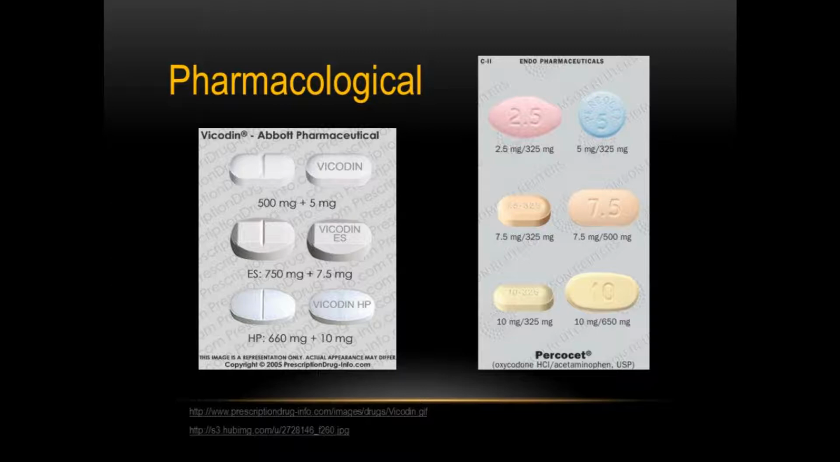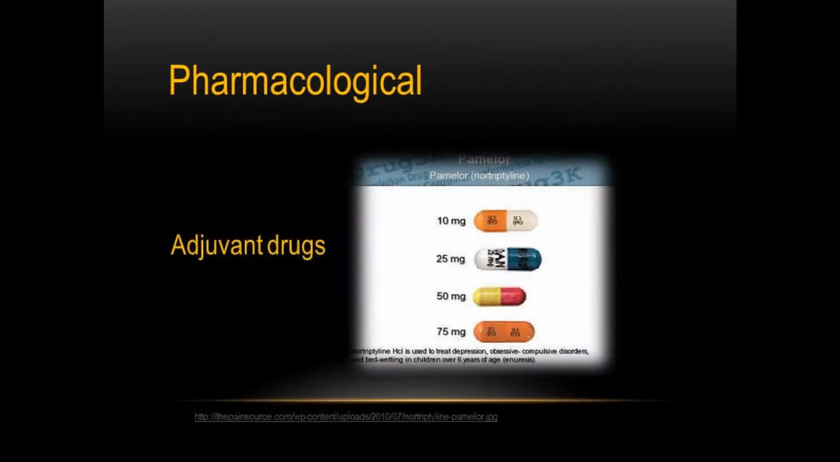The third class of pharmacological modalities are the adjuvant drugs. Adjuvant drugs are drugs that were originally designed for another purpose. An example shown here is nortriptyline or Pamelor. It was originally designed as a psych med to treat depression and obsessive compulsive disorder, but has been shown to be successful in pain relief.